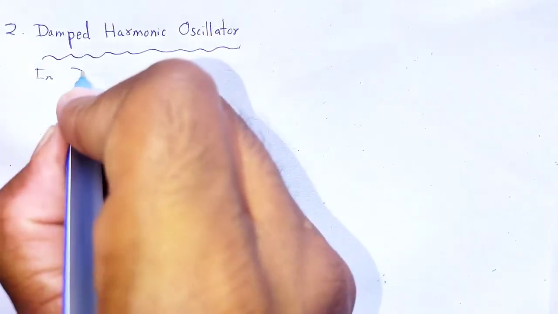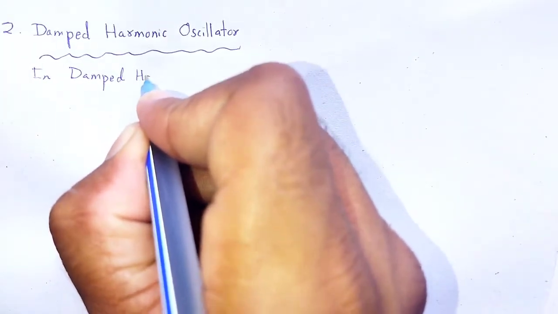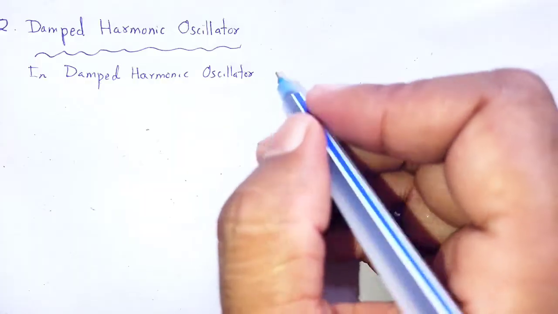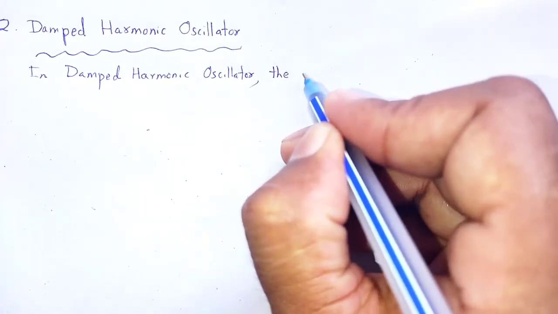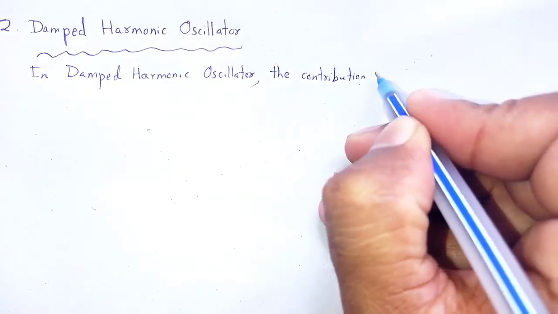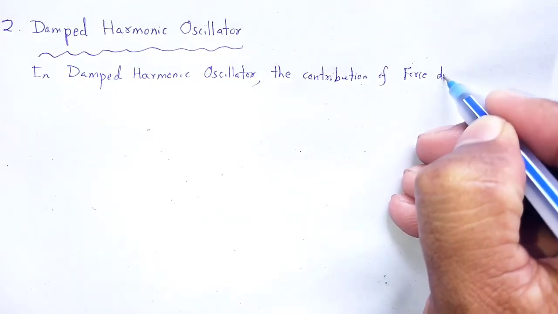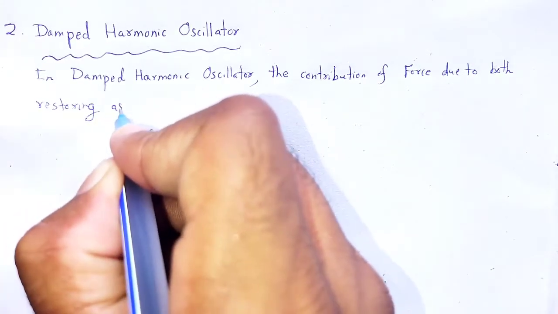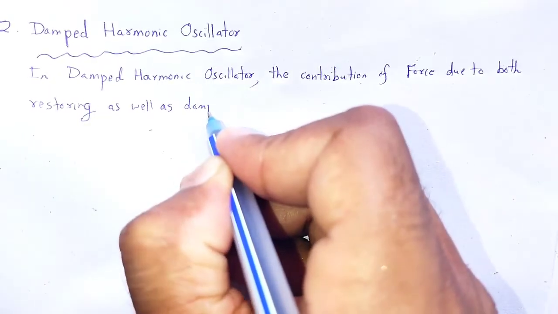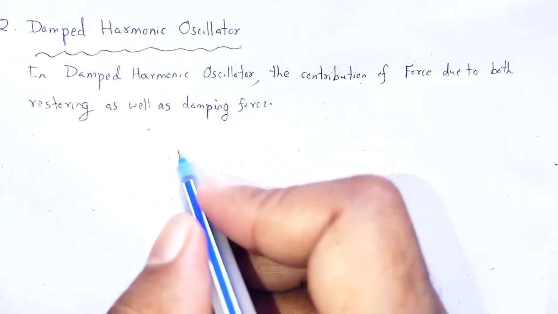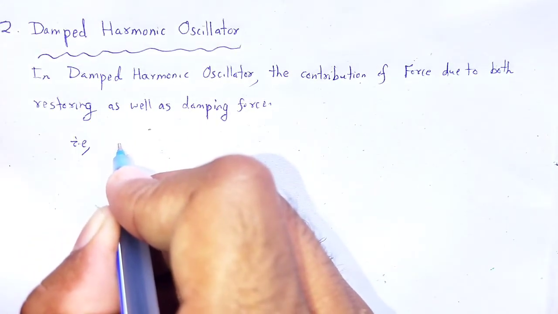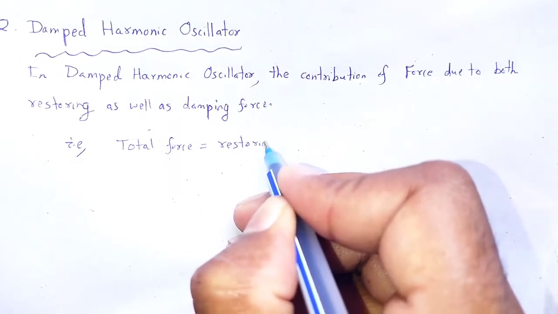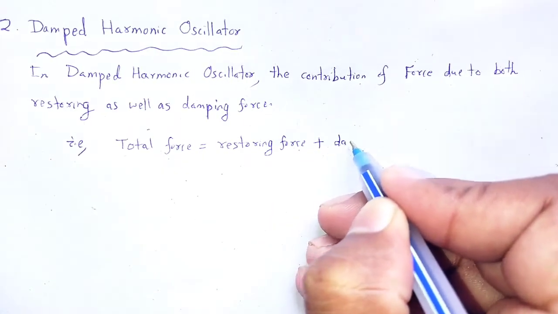In damped harmonic oscillator, the contribution of force is due to both restoring as well as damping force, that is, total force is equal to restoring force plus damping force.